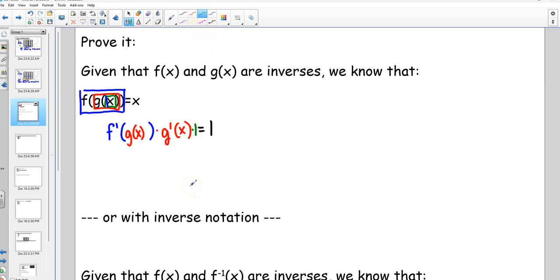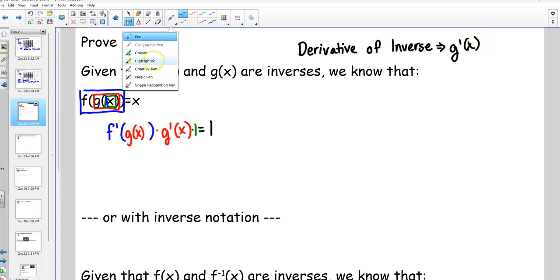The thing that we're trying to find is the derivative of an inverse. And in this particular case, they told us the inverse is g, right? F and g are inverses of each other. So the derivative of the inverse for this particular case is g prime of x. So right here is g prime of x. There's the derivative of the inverse.